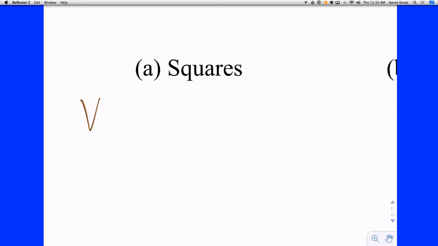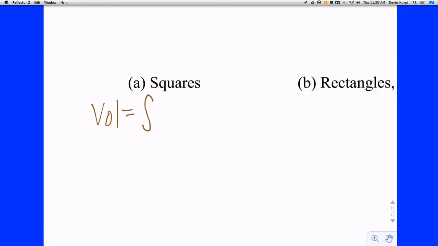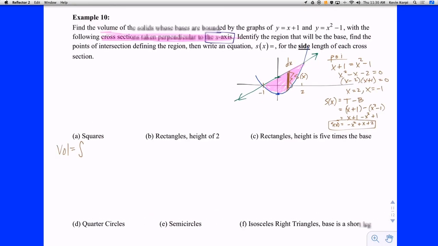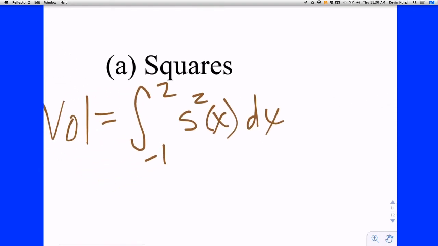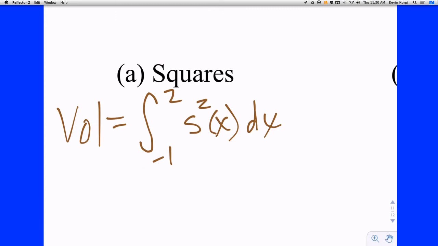The volume should be the sum of the infinitely thin slices from left to right, which is going to be the integral from negative 1 to 2 of my side length squared. That's the area of a square with respect to x. That's your setup. Now, because we've already defined what s of x is, if this were a free response, you would get 2 checks for that.